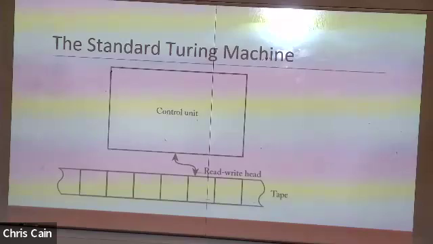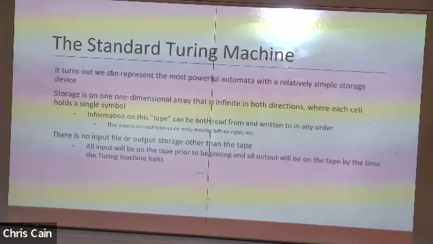Any questions about this diagram? Yeah, just go back one slide real quick.